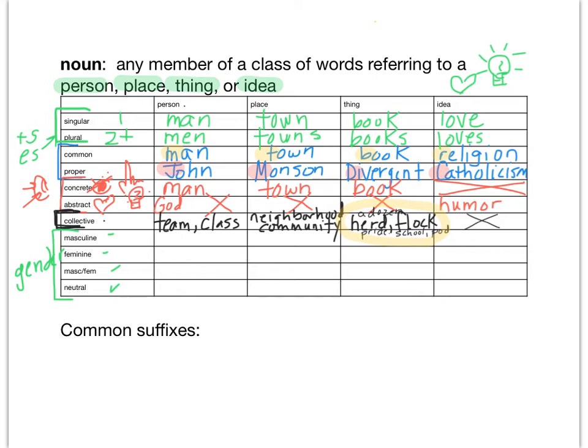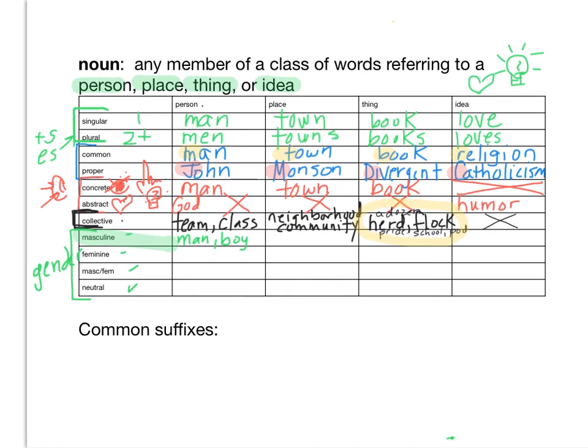So a person, if I'm looking at my first grouping and I have masculine, well, a word that I think about that might be masculine, again, we would have man or boy, nephew, or you could do a proper name like Tom.